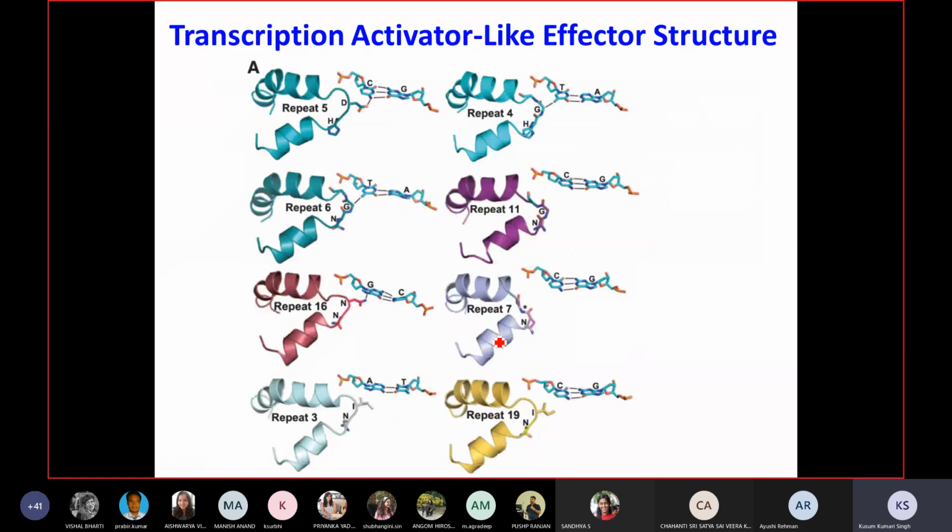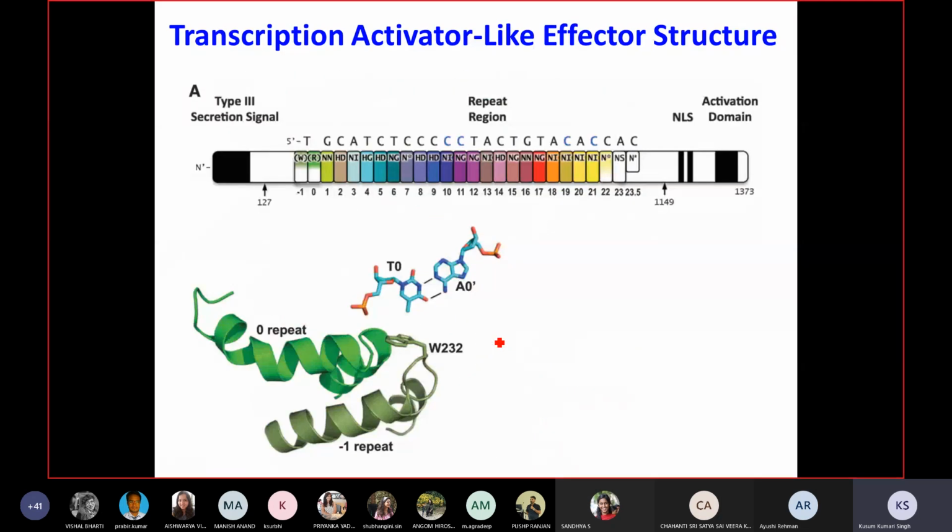So this is the whole story of your transcription activator like effectors, but there are a few things which I have not mentioned so far. One thing is important here, that we always see a T residue at the 5 prime end. Why do we have only T residues at the end? This is because if you see, there are 23.5 repeats present in this structure. Before this structure, you also see some kind of 0 and 1. These are not complete structures. These are half and half structures. That is why it is reported.